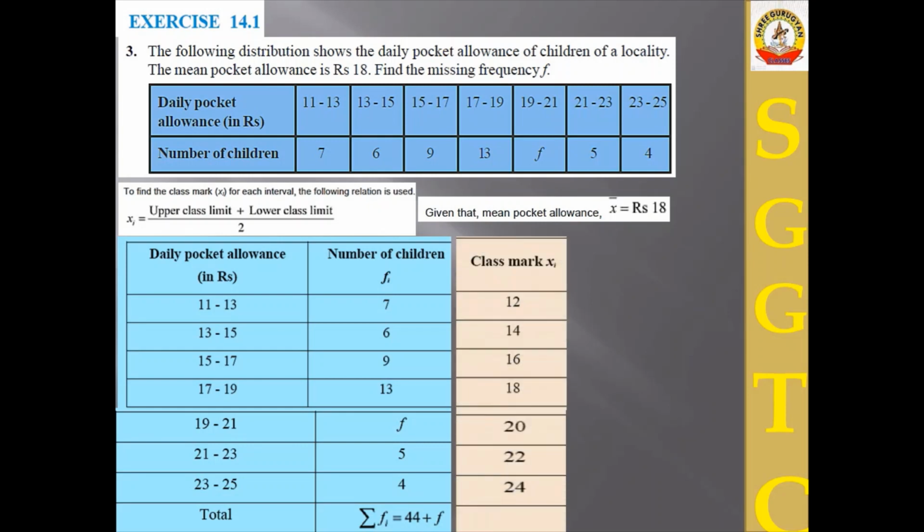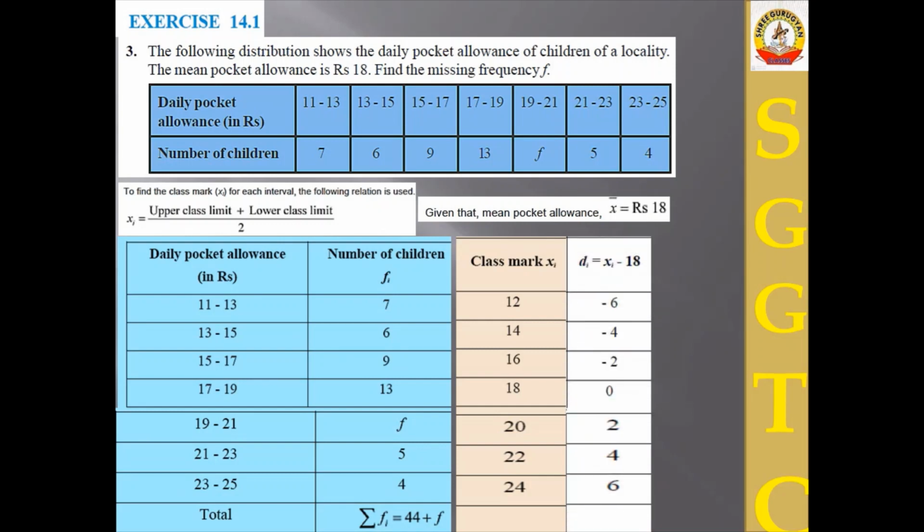Now I go to the mid value, class mark, or central value, the names are all the same. So 11 plus 13 by 2, it is 24 by 2, the answer is 12. Same, 13 plus 15, both added, divided by 2, means 28 by 2, it is 14. And 15 plus 17 is 32 by 2, it is 16. 17 plus 19 divided by 2 is 18. Going up till the last, 24.